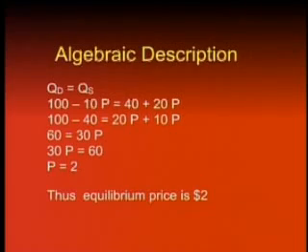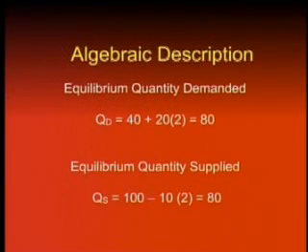Well, this is easy to do. All we have to do is plug P is equal to 2 into either QD or QS. So when you plug it into QS, you see that you get 40 plus 20 times 2 is equal to 80. When you plug it into QD, you get 100 minus 10 times 2, and you again get 80.